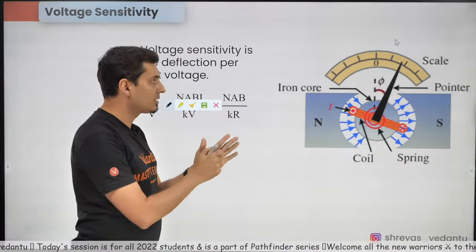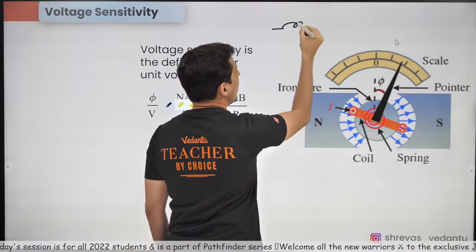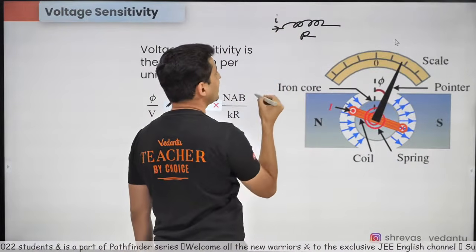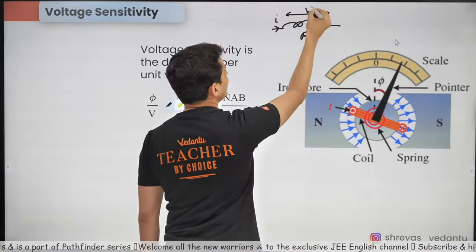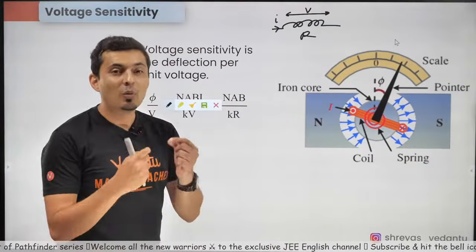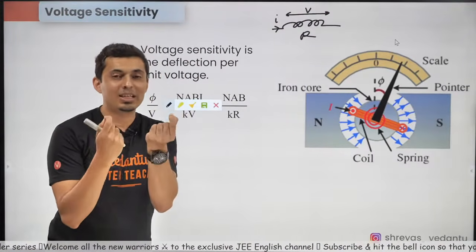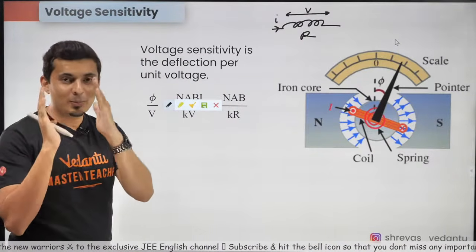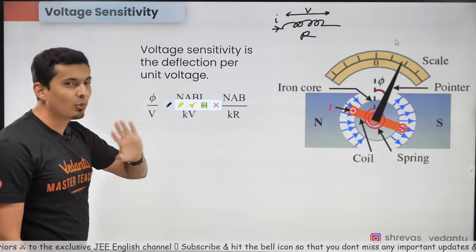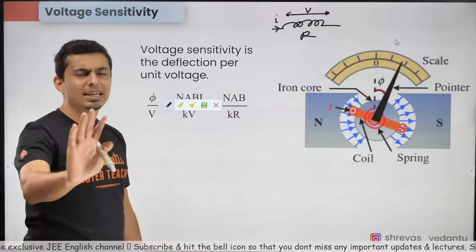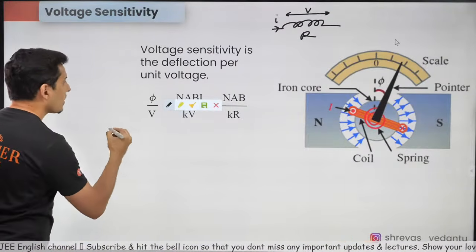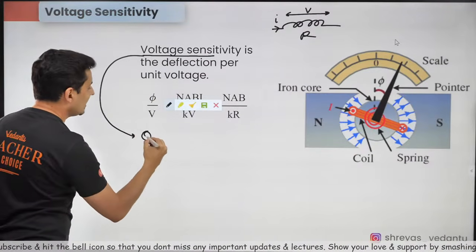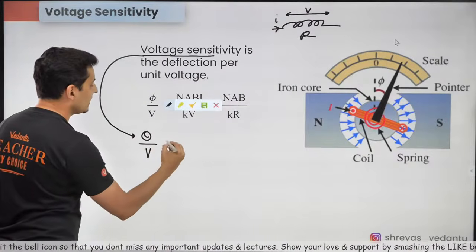It will have some resistance. So, if that coil has some resistance, when you pass some current through it, obviously some voltage will be developed across it. So, what is the voltage which is created? And how is it related to the angle? So the angle per unit voltage is nothing but the voltage sensitivity. Now that is very easy to remember again. Voltage sensitivity will be nothing but the angle by which it deflects per unit voltage.